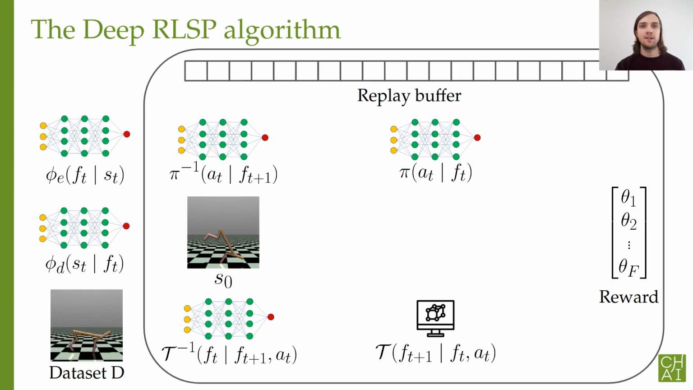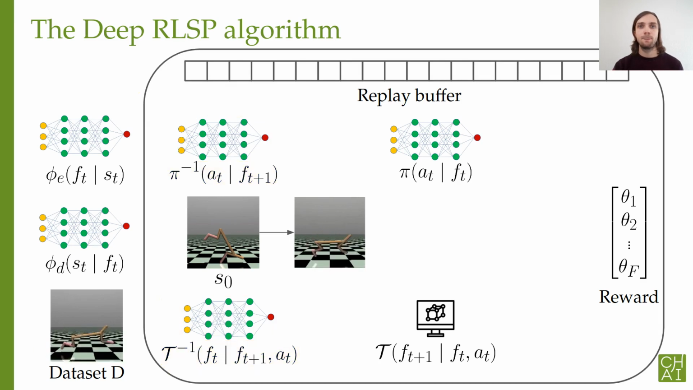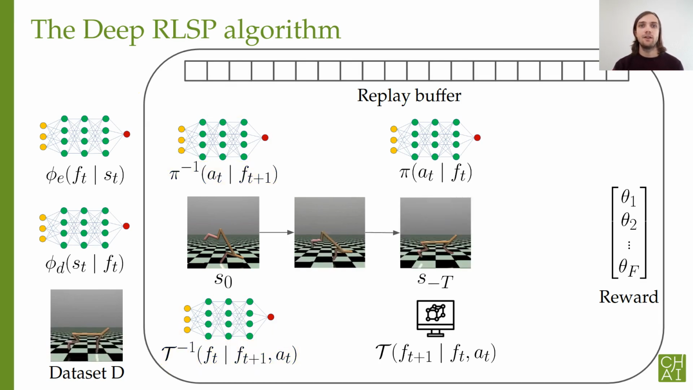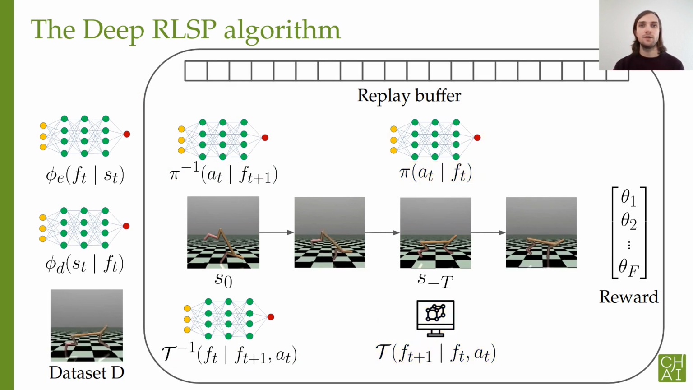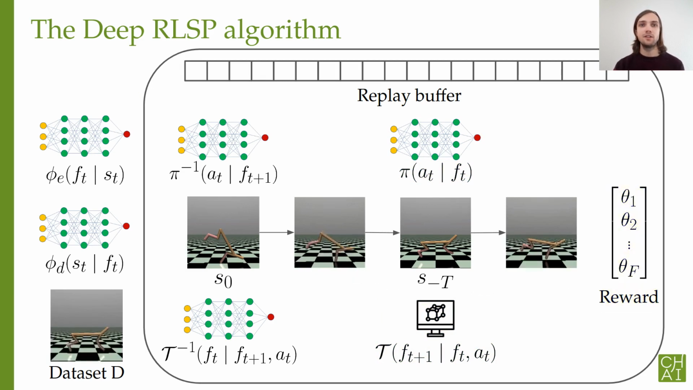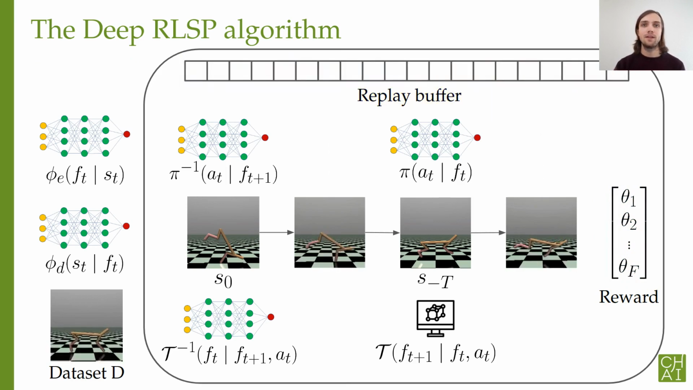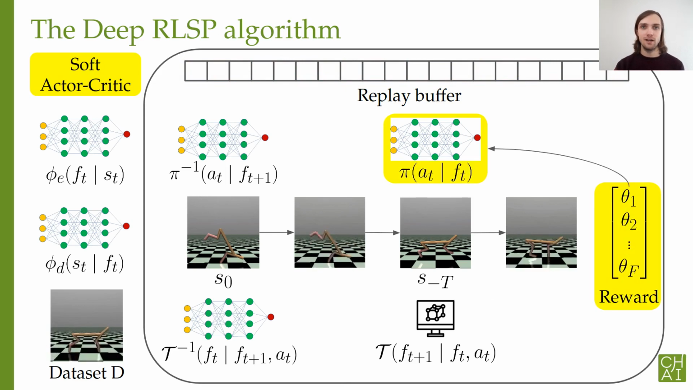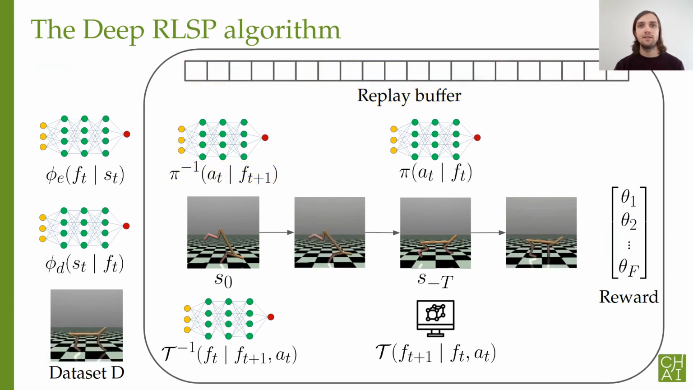In each step, we first simulate trajectories backwards from S0 using the inverse policy and inverse dynamics model. From the resulting past state, we then simulate forward trajectories using the policy and the environment simulator. We then compute the gradient on the previous slide and use it to update the reward. The trajectories from which we computed the gradient we then use to update the replay buffer. Finally, we update the policy for the new reward using the soft actor critic algorithm and update the inverse policy using supervised learning. We repeat this training loop until the gradient magnitudes are reasonably small, which indicates that the backward and forward trajectories are consistent.